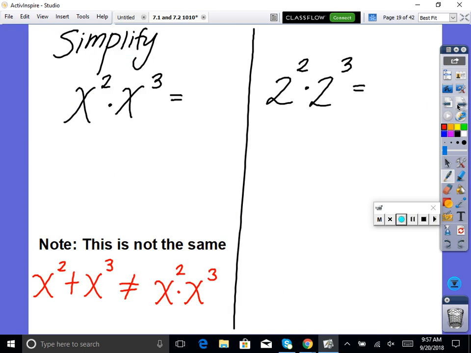Okay, let's start practicing. Some of these are so basic you shouldn't need to take notes, like this one starting out. When you multiply the same base, so we have x to the 2 plus 3, which is x to the 5th. Everybody good?